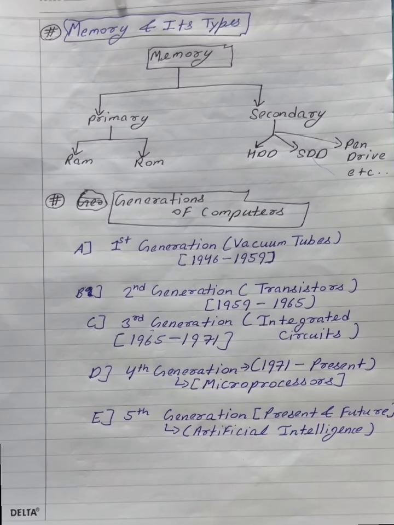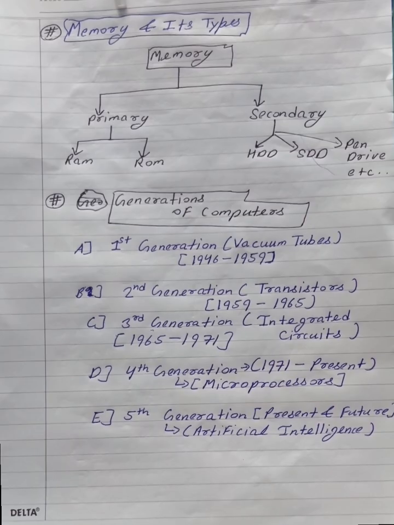Primary memory is the memory that is directly accessible by the CPU, and it stores the data and instructions that are currently being used by the computer. It is faster than the secondary memory but generally has a smaller storage capacity, and it is also called the main memory. As I already told you, it is classified into RAM and ROM.